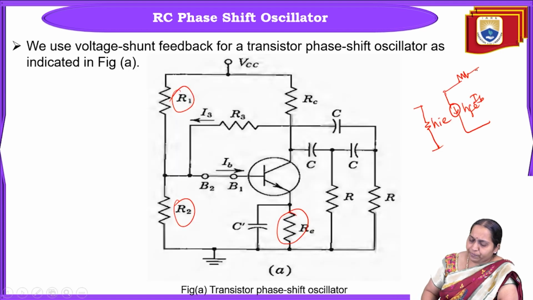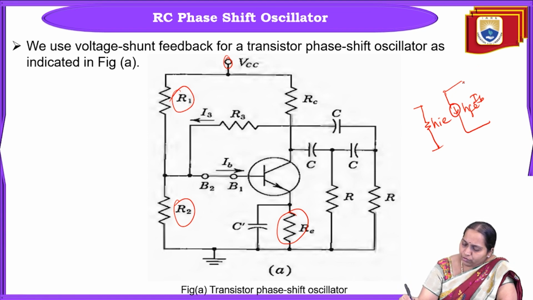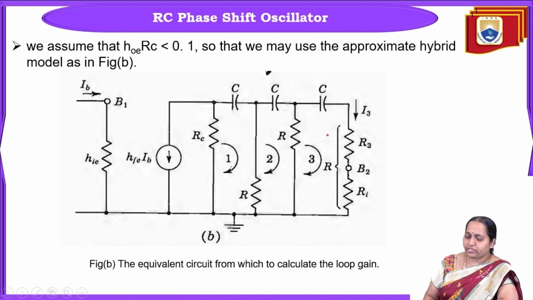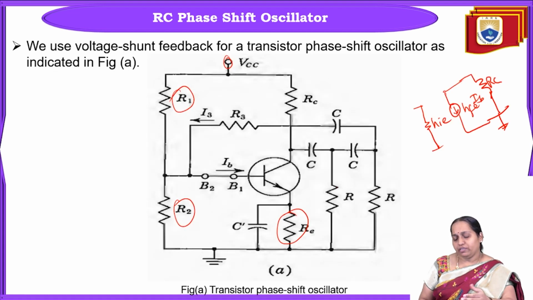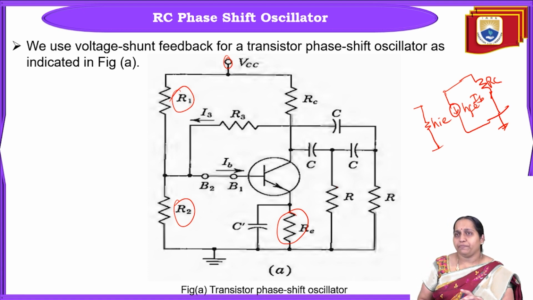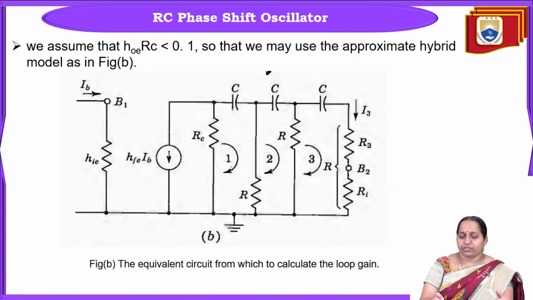Okay, RC. While doing AC analysis, we'll set this supply to 0. So VCC will be given to ground through RC, so from here RC is connected to ground. Then you'll have this RC network: C, R, C, R, C, R. This will be the equivalent circuit if you draw the approximate hybrid equivalent model of this transistor and ignore the effects of R1, R2 and RE.